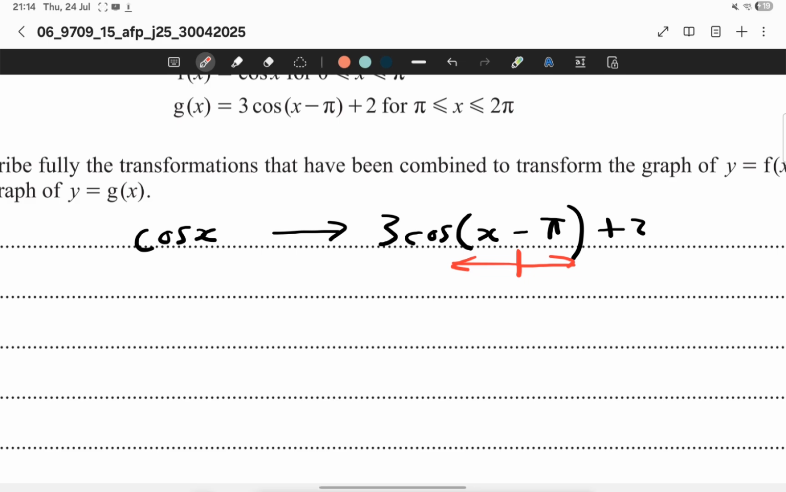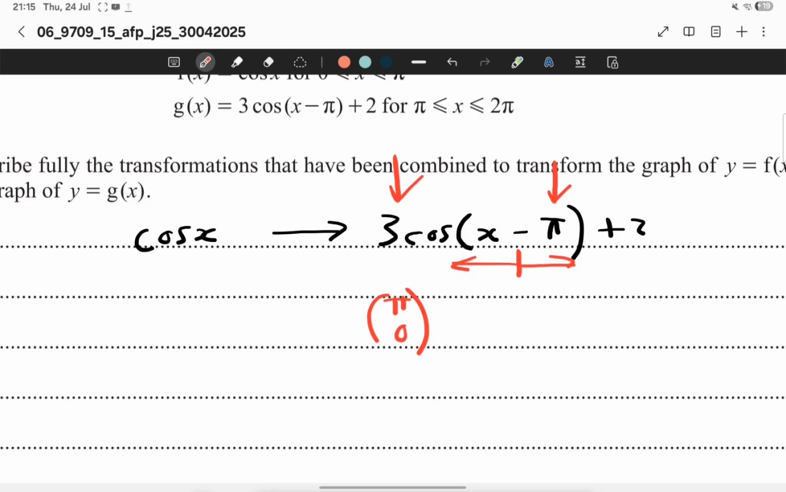And from here we can see that the transformation that's closest to x is this translation right here. So there's a subtraction of pi, meaning there's a translation of vector (pi, 0). Right? We're moving pi to the right. If it's minus pi, it means in the x-axis we're moving pi units to the right. And as a vector, we just write it as (pi, 0). Right? So we're moving pi units to the right.